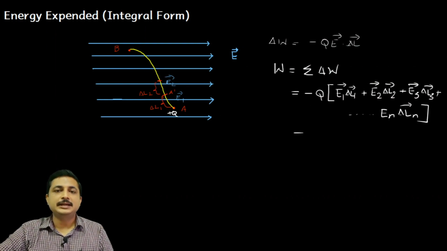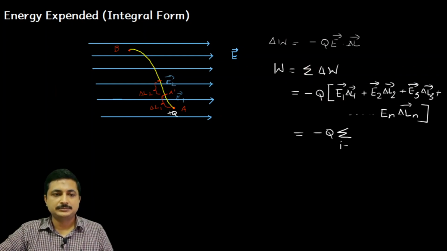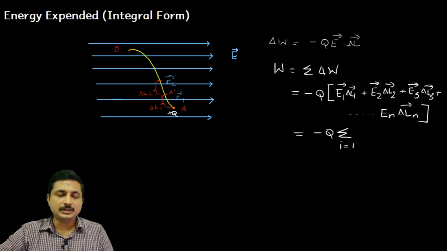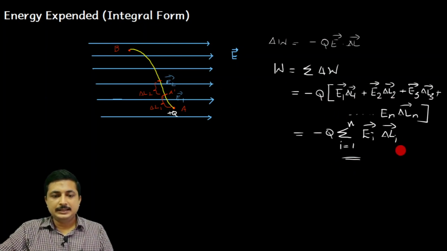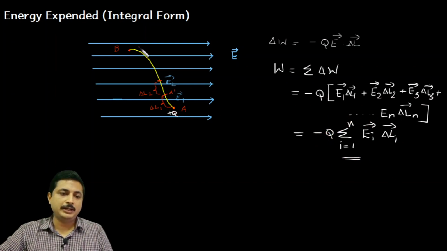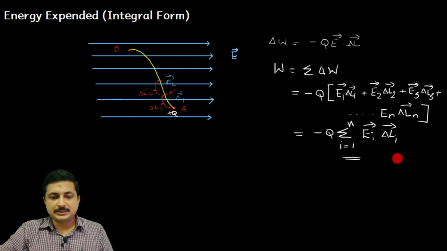So this, as you know, can easily be written using summation. I write this equation as minus Q summation i equal to 1 to n of Ei delta Li. Is this fine? Okay. So I get the total work done in moving a charge from point A to point B represented by this mathematical equation.